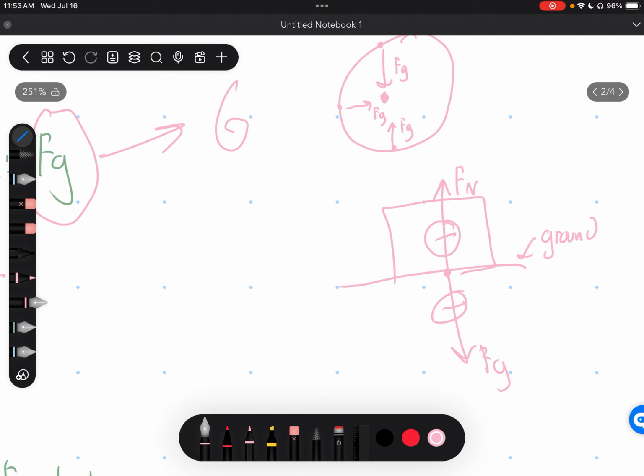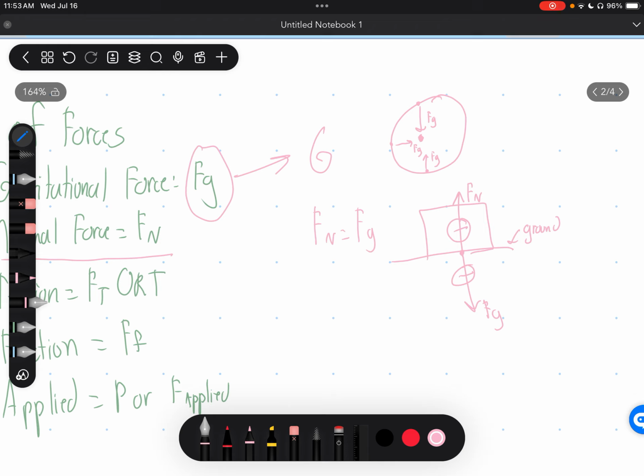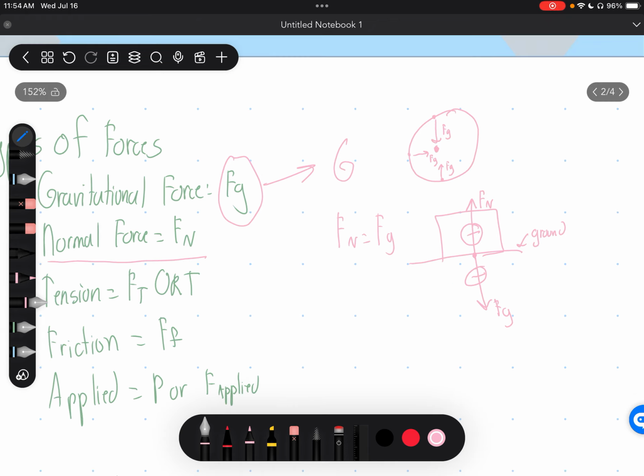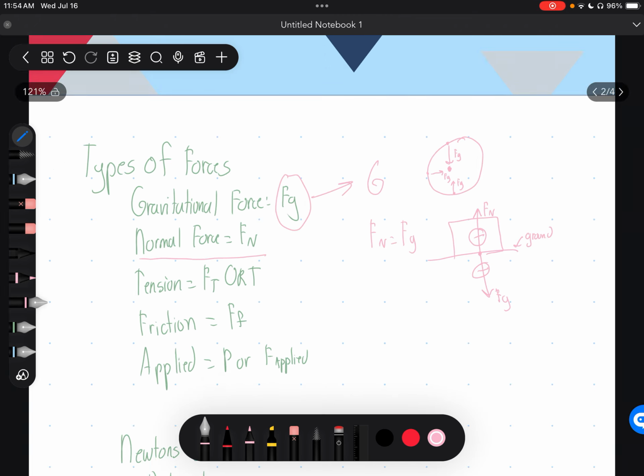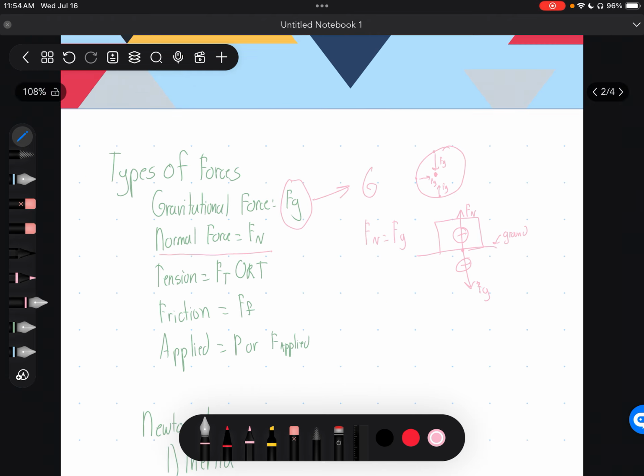So Fn is equal to Fg, which makes sense, because if both of those forces are equal and they're in opposite directions, then they cancel out. So then the box stays at rest, which is exactly what's going on. If you put a box on the table with no other forces acting on it, the gravitational force and the normal force cancel each other out.